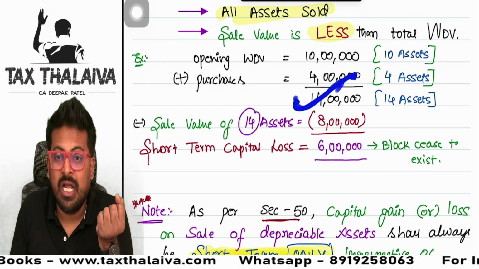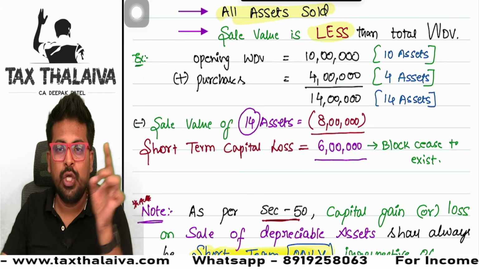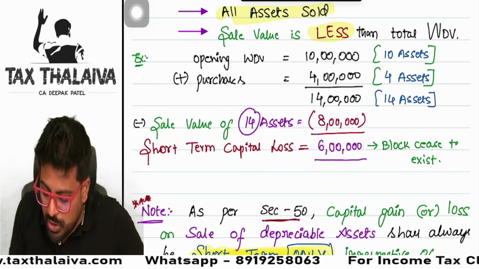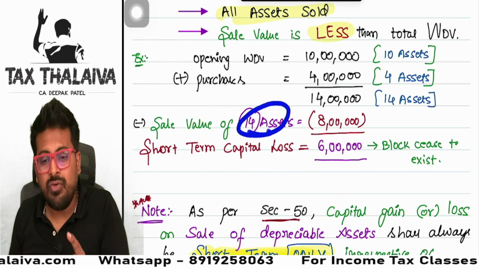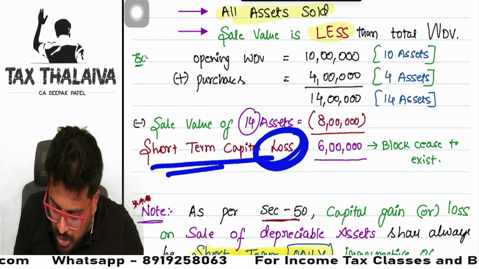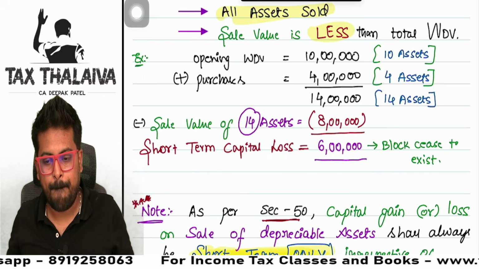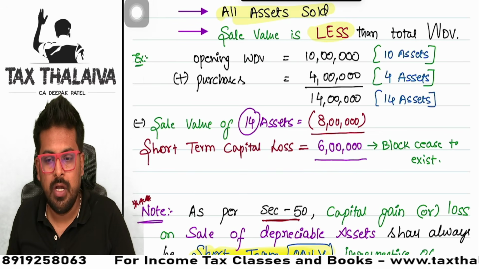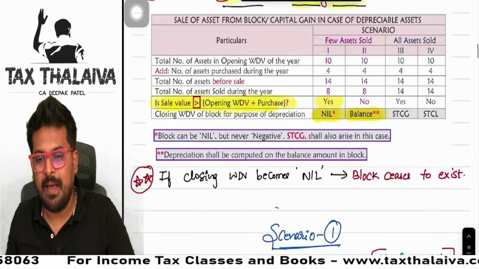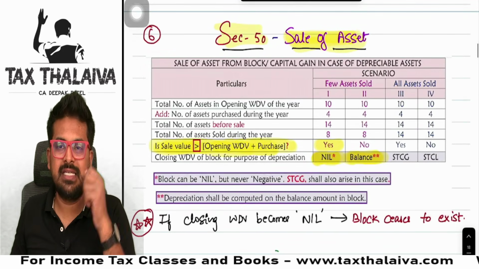14 lakhs worth of asset, if you sell just for 8 lakhs, you have a loss or not there? Because you have sold all the assets, now you will get short-term capital loss of 6 lakhs and the block will cease to exist. Are you getting it? Now, based on these examples, now we will understand this table.